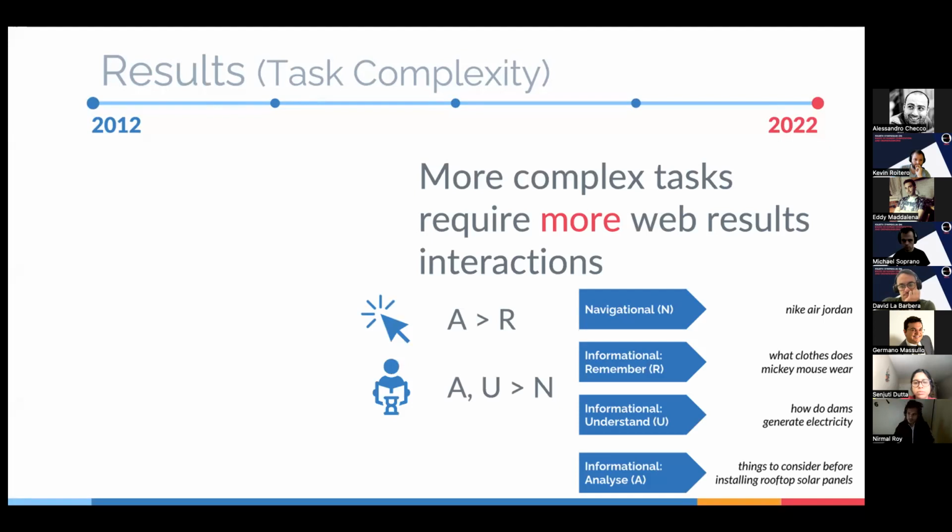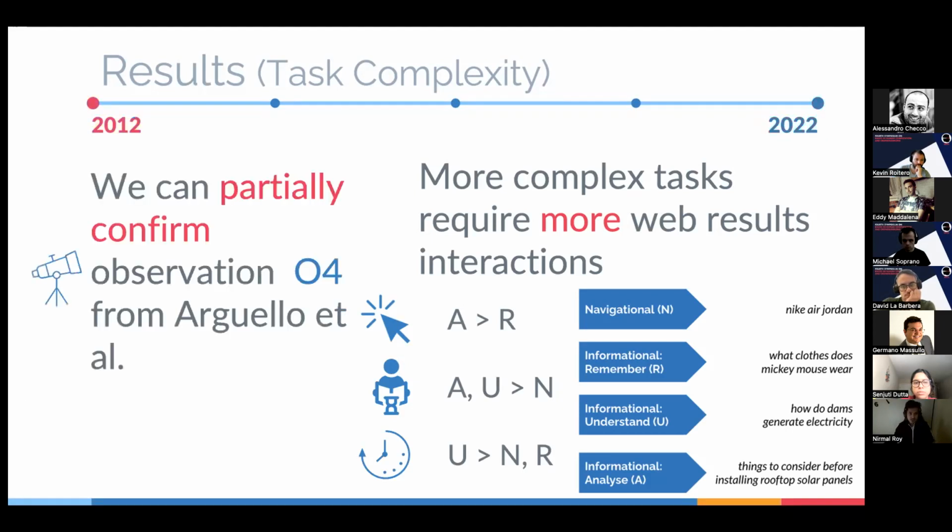They also had longer document reading times for more complex tasks, and also they had more session duration for understanding tasks compared to, let's say, navigation and remembered tasks. So as a result, we can say we can partially confirm one of the observations from the Arguello et al. paper, who had found significant difference for all levels of task complexity.